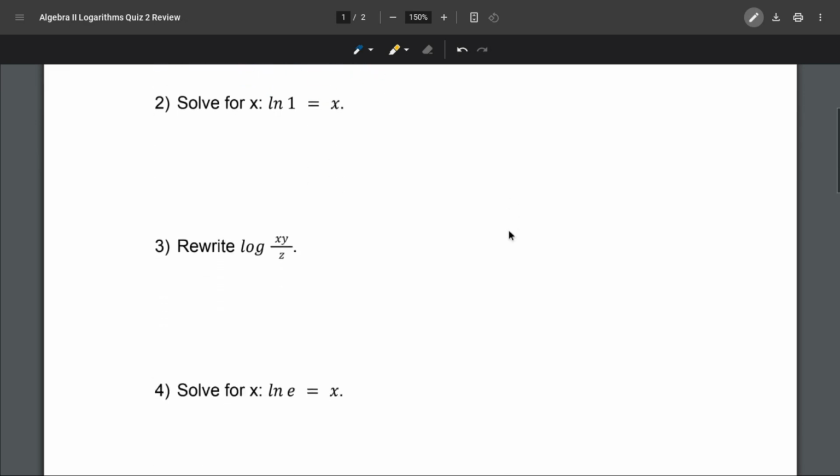All right, let's take a look at the second problem here. We have the natural log of 1 equal to x, and we're solving for x. So let's figure out what the natural log of 1 is. We're going to say, well, e, which is the base of a natural logarithm, is raised to what power to equal 1? Well, any non-zero base to a zero power equals 1. So e to the 0 power equals 1. So x equals 0.